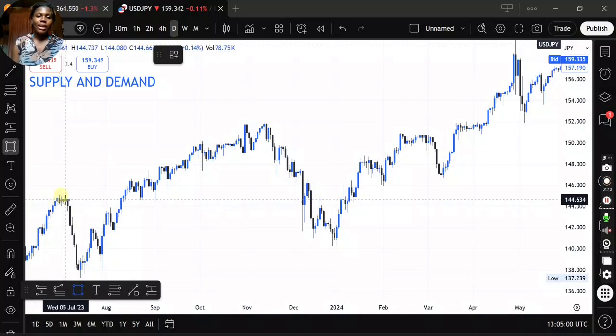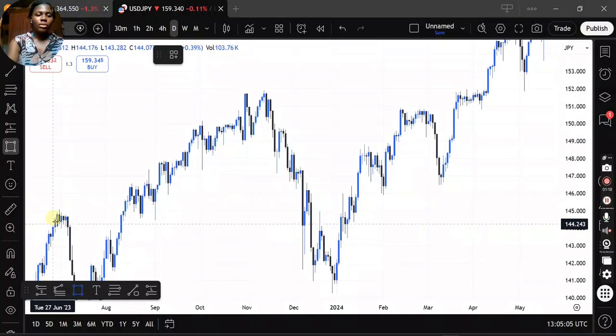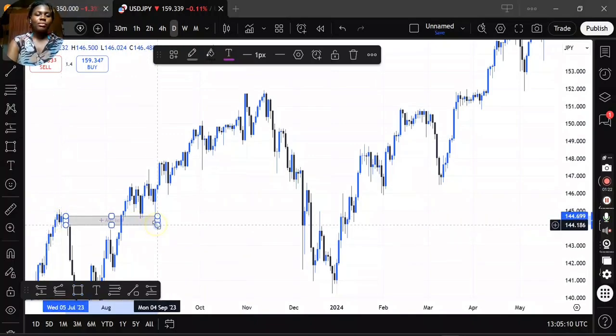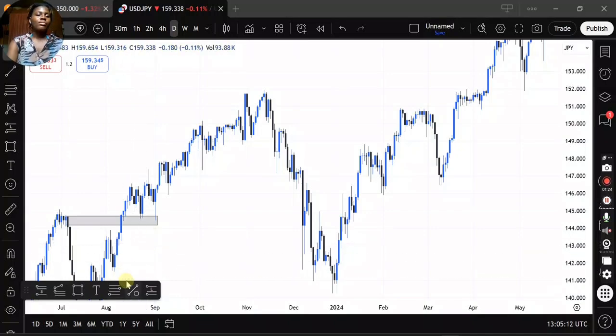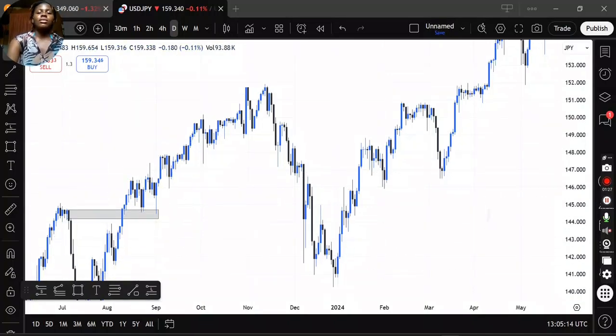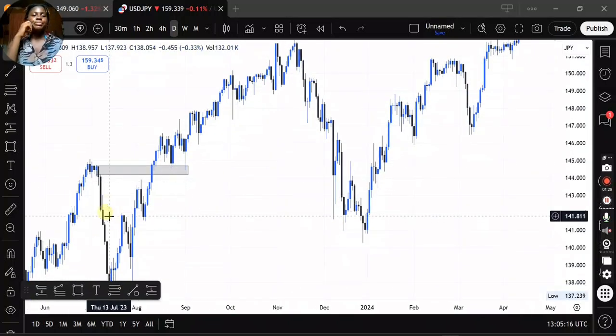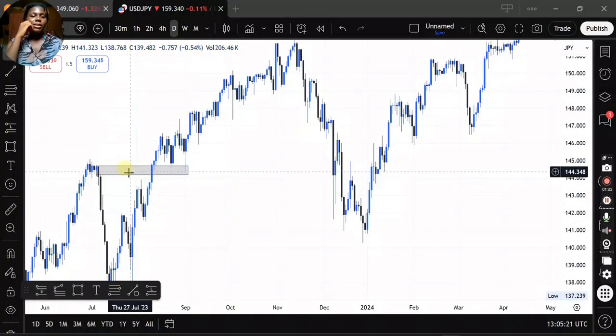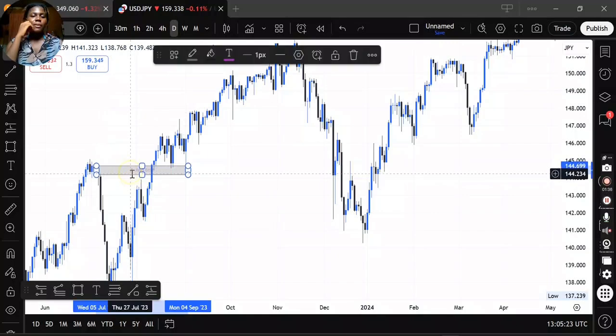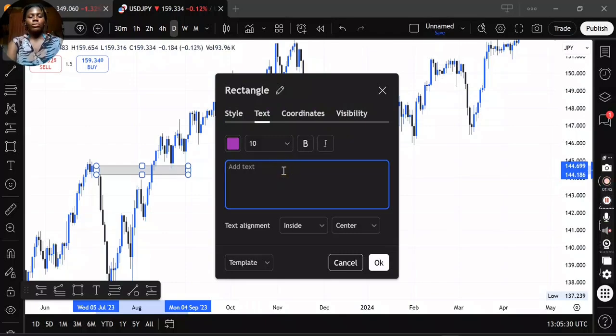We're going to mark out the last bullish candle. As you can clearly see, this is the last bullish candle. We're going to mark it out there. So you mark it out, pull it up. Now this is a supply. Let's indicate that. This is a supply level.